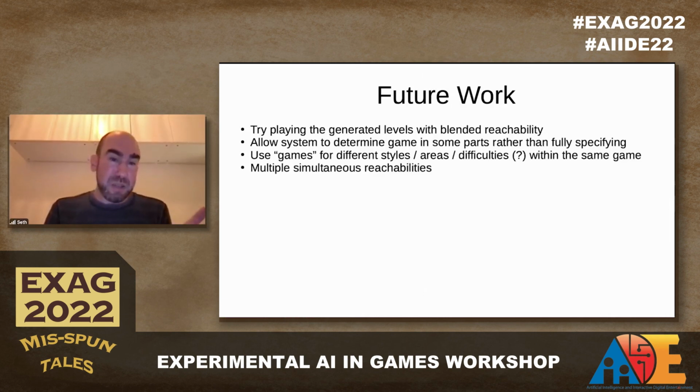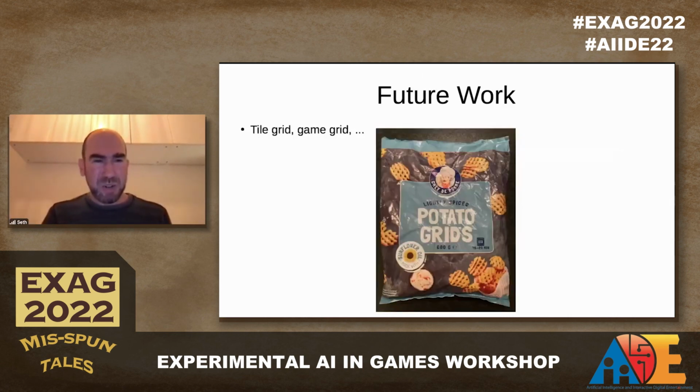It would also be interesting to let the system determine which games to use in some parts. Right now the game grid has to fully specify which game is used in each location, but it would be interesting to give some flexibility there. The game grid doesn't necessarily just have to be completely different games, but it could be different styles or areas, or even difficulties, if that can be captured within the same game. It might also be interesting to have multiple simultaneous reachabilities, so a level can be played by totally different games. Also, I was working with the tile grid a lot in the game grid. I recently saw at the grocery store these potato grids, and it might be interesting to try to incorporate those in some way.